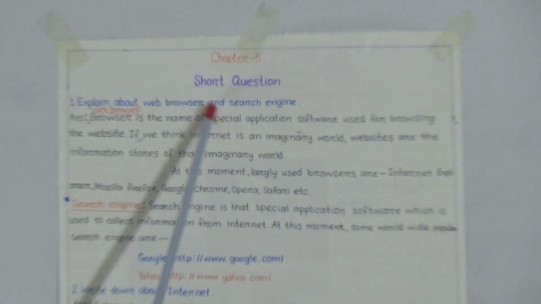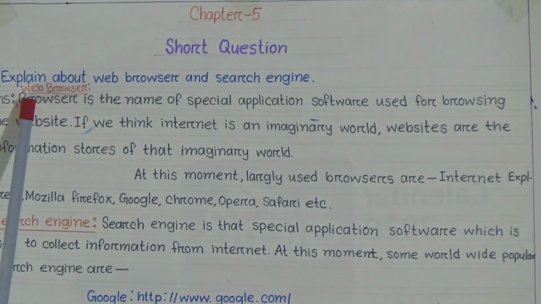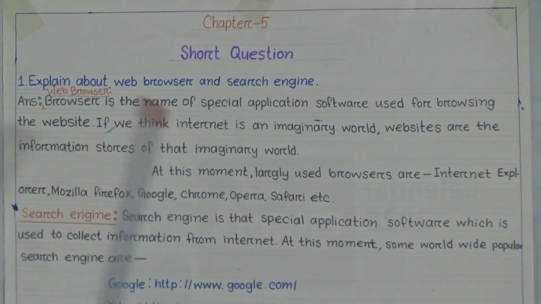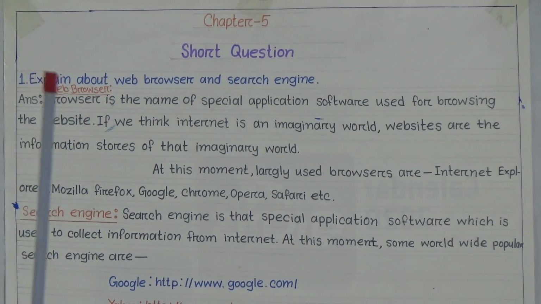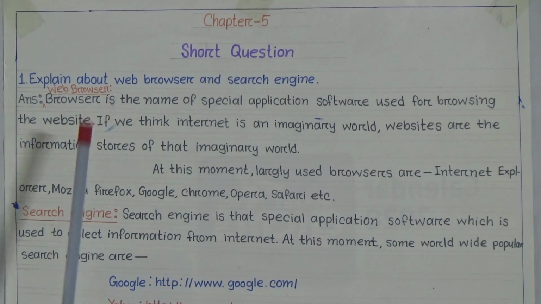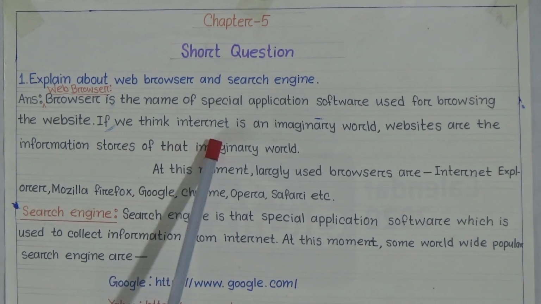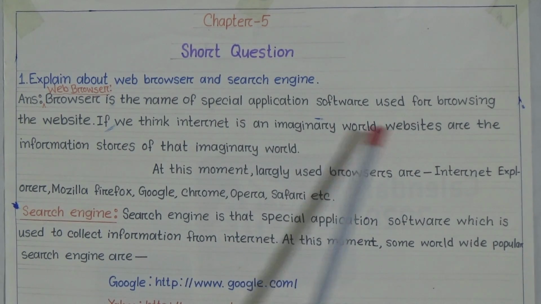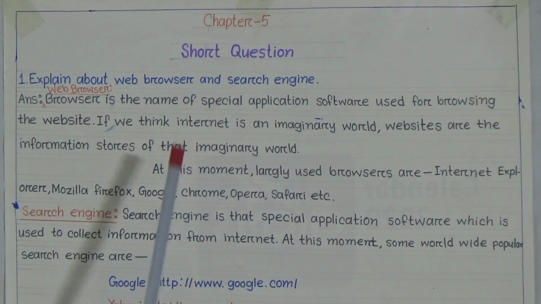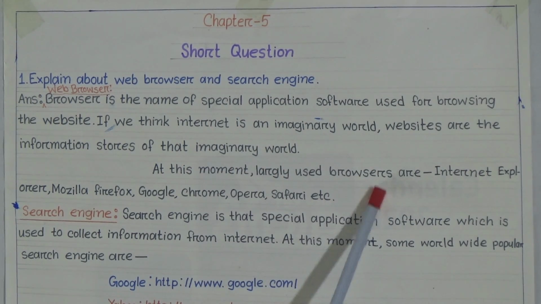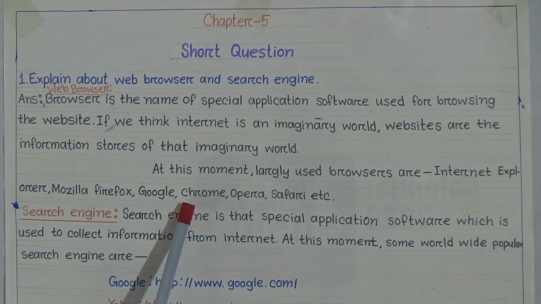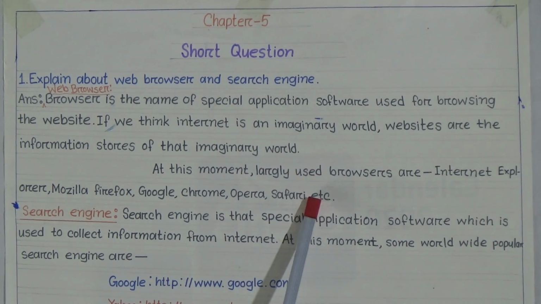Chapter 5, short question. Our first question is, explain about web browser and search engine. We can write the answer by writing web browser. Browser is the name of special application software used for browsing websites. If we think the internet is an imaginary world, websites are the information stores of that imaginary world. At this moment, largely used browsers are Internet Explorer, Mozilla Firefox, Google Chrome, Opera, Safari, etc.